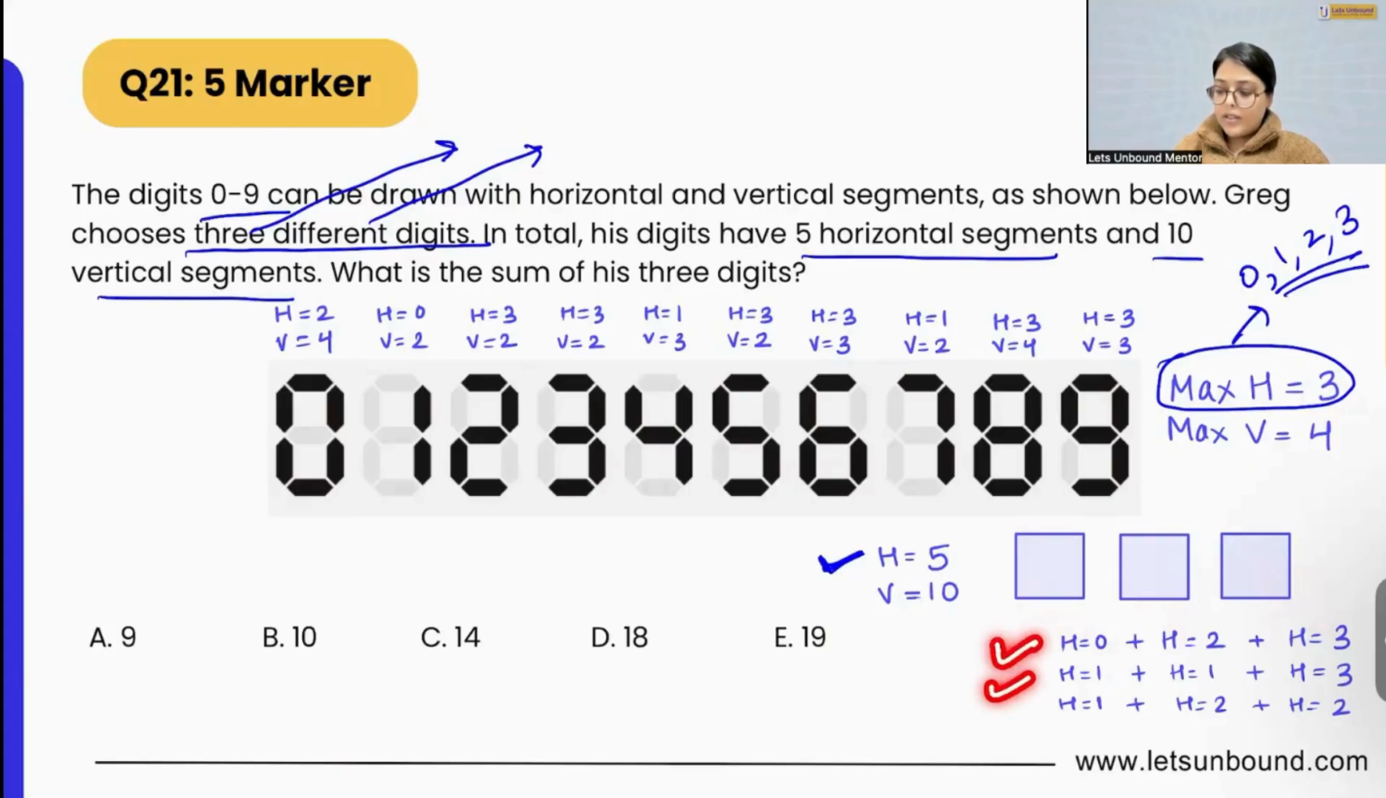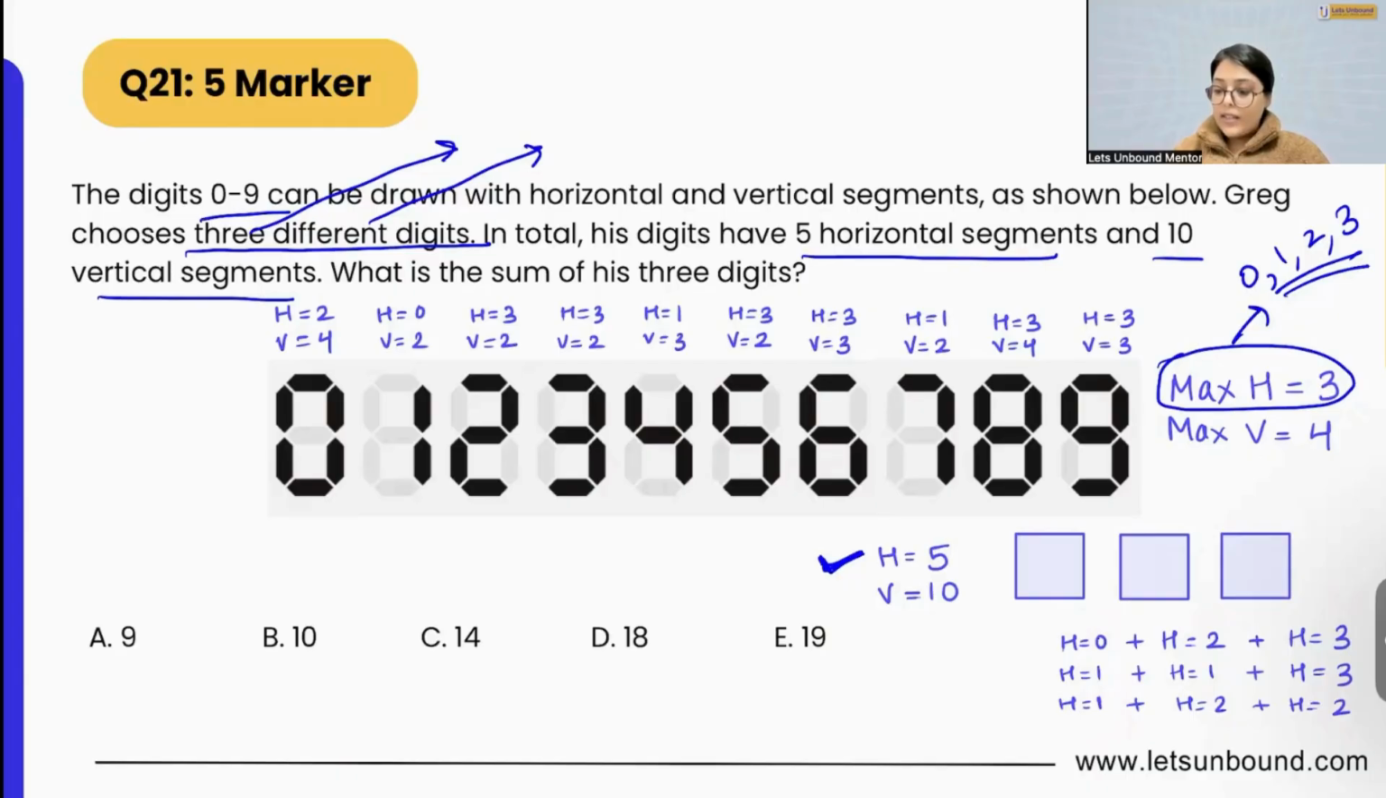Similarly, there are other possibilities also, and in all the 3 cases, I have not exceeded more than 3, but keeping in mind that the sum should make 5, so 0 plus 2 plus 3 gives you 5. Similarly, 1 plus 1 plus 3 gives you 5. And the last 1 plus 2 plus 2 also gives you 5. But out of these all, there is only one correct possibility.